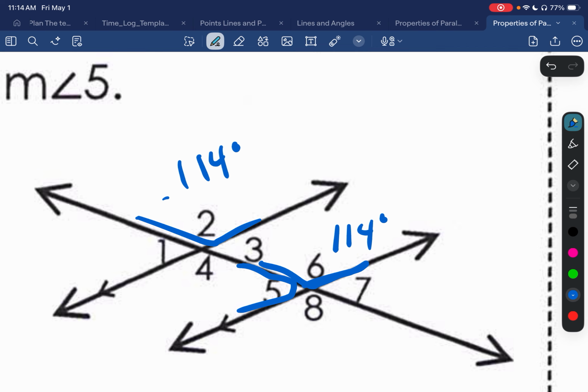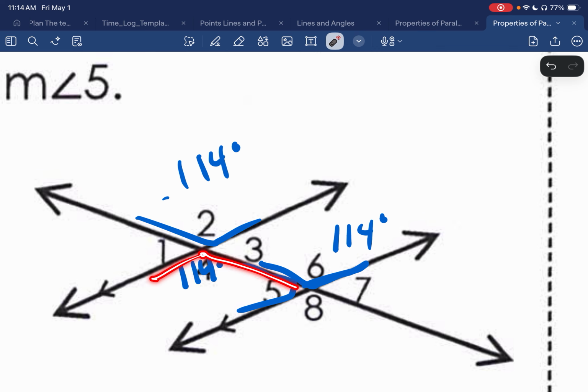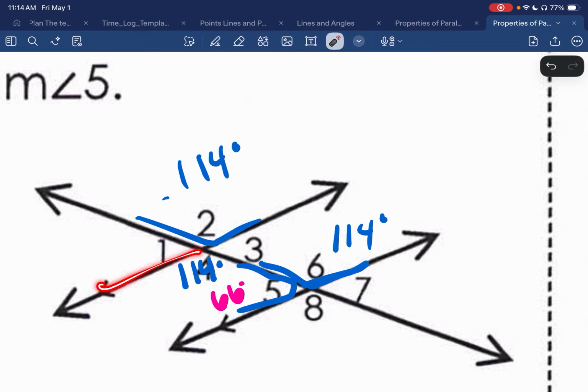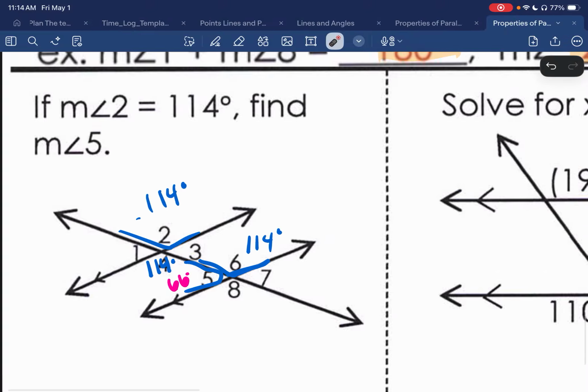through alternate interior angles, this is also 114. And lastly, we know this angle here plus this angle here, they always add up to 180 degrees. So what number has to go here to add them up? It's got to be 66. Cool. Or you can understand that this angle plus this angle form a line, they form a linear pair. And when they form a linear pair, they always got to add up to 180 degrees.